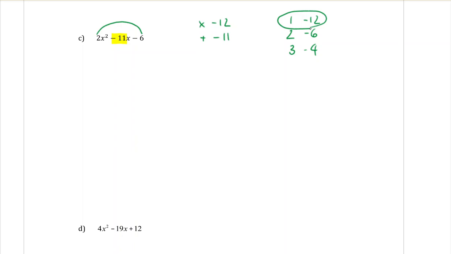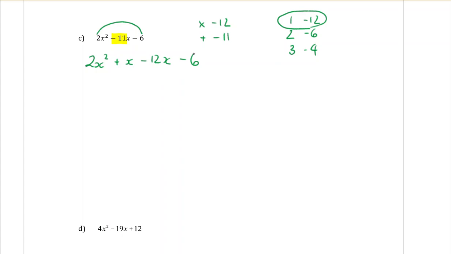But we don't put them into brackets. We use those numbers to split the middle term. So the 2x squared is the first term. It stays the same. The minus 11x, I'm going to split it to be a plus x and a minus 12x. You see how together they do make the negative 11. I'm just splitting it into two different numbers. And I have the minus 6 still sitting on the end.